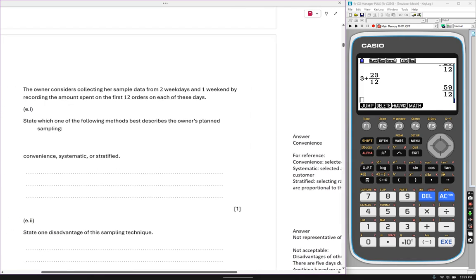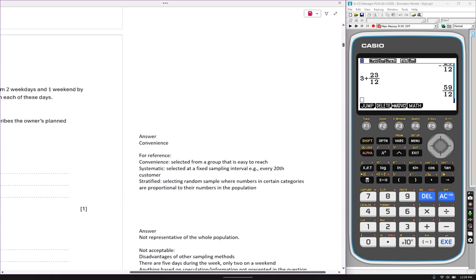Next, the owner considers collecting her sample data from 2 weekdays and 1 weekend by recording the amount spent on the first 12 orders on each of these days. State which one of the following methods best describes the owner's planned sampling: convenience, systematic, or stratified. Again, I wanted to be specific with the marking guide here. So the correct answer is convenience.